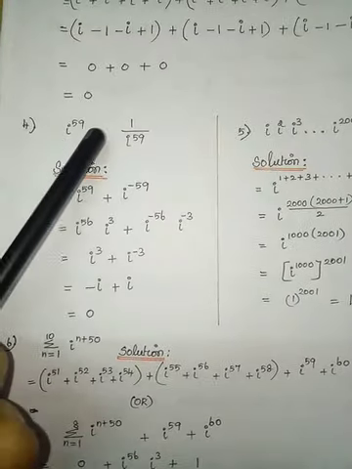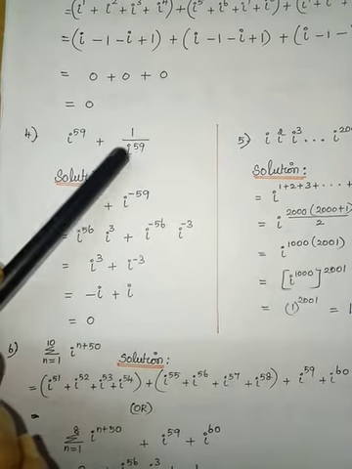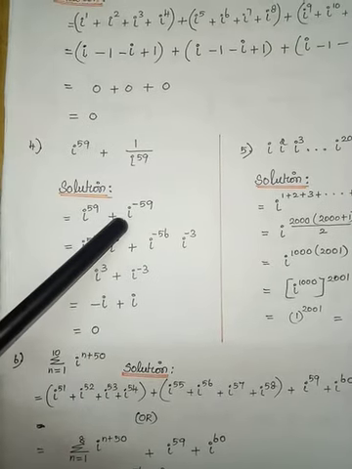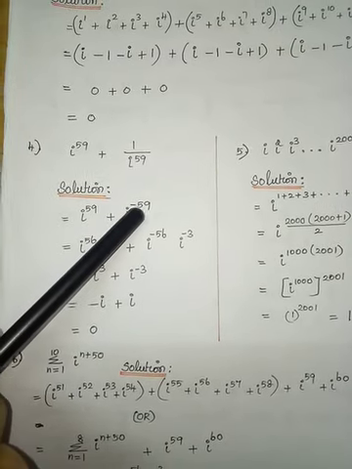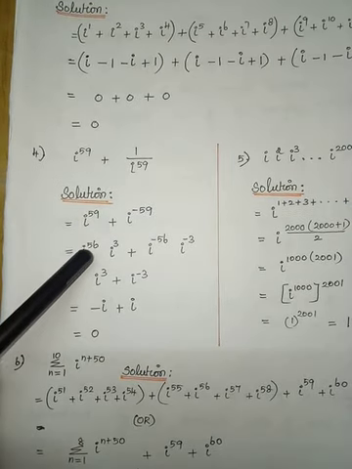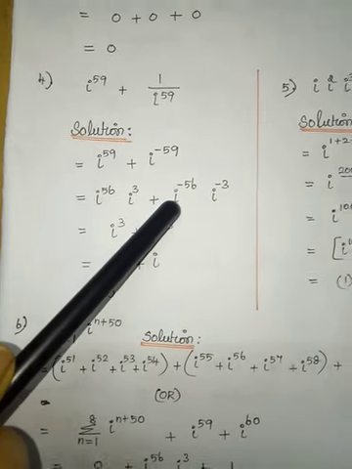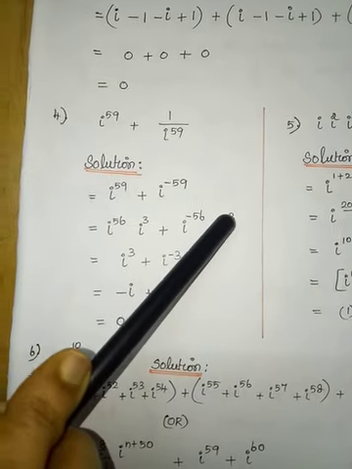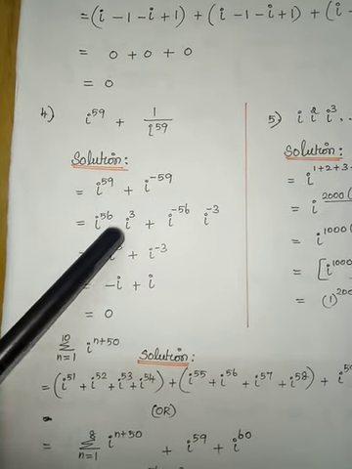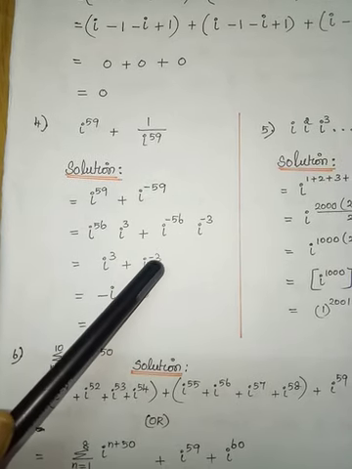i power 59 plus 1 by i power 59. The i power 59 which is in the denominator, when I take it to the numerator, it is i power minus 59. 59 is not a multiple of 4, so how have I split it? i power 56 into i cube. The same way, i power minus 56 into i power minus 3. 56 is a multiple of 4, so the answer is 1. So the answer is i cube. Here for this term the answer is i power minus 3.